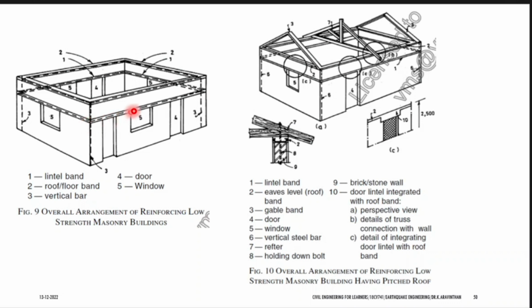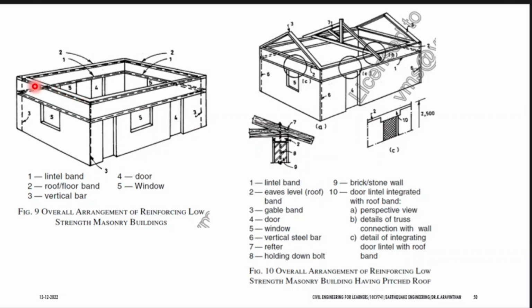Here you have openings, and at all the openings you will have a lintel. What is a lintel band? All the lintels should be connected. So throughout the length, this band should be there. This is called a lintel band. And above that you have another band. This is called what? Roof band.